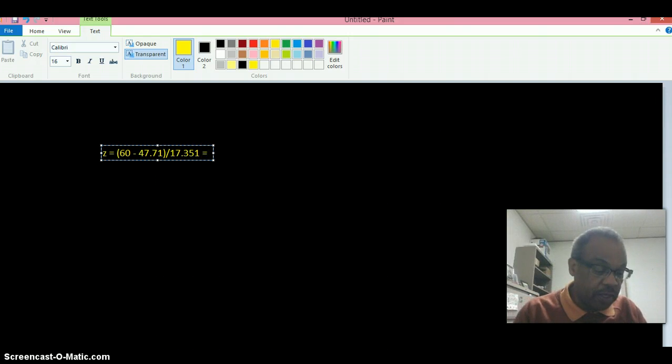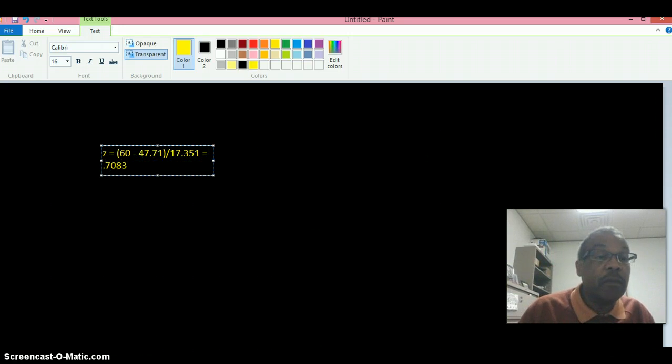you could be doing this as well. 60 minus 47.71 divided by 17.351, and that will give us a Z-score of 0.7083. Because Z-scores on our table are only 2 decimal places, I'm going to round that to 0.71, and so that's the Z-score we'll be looking for.